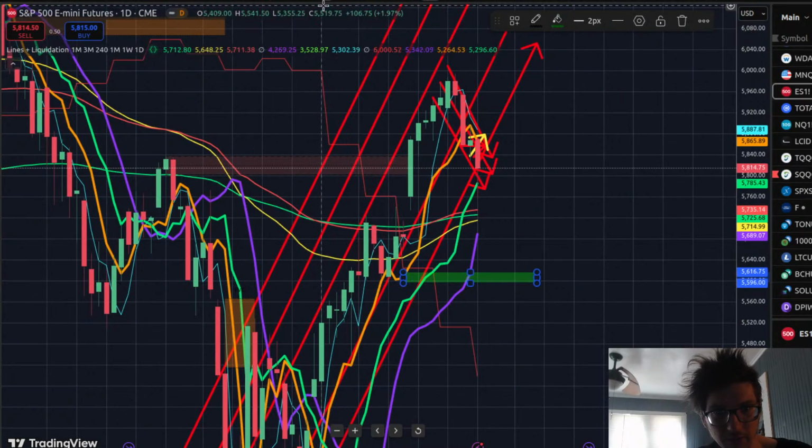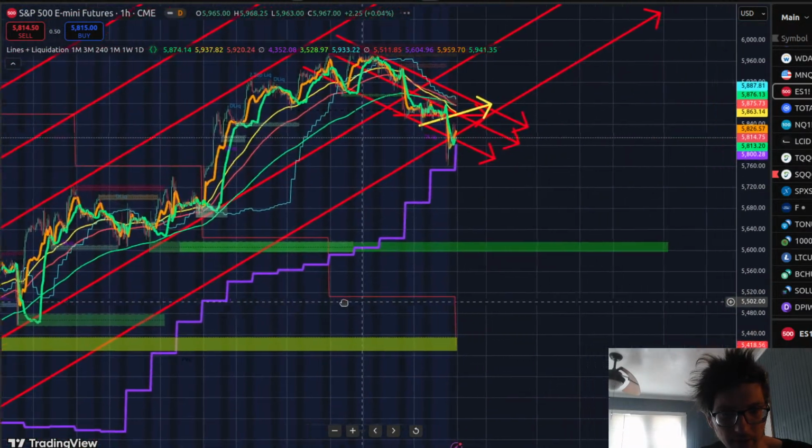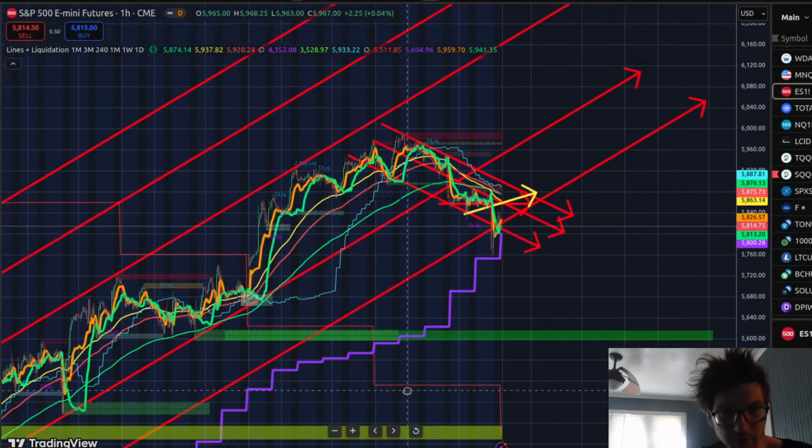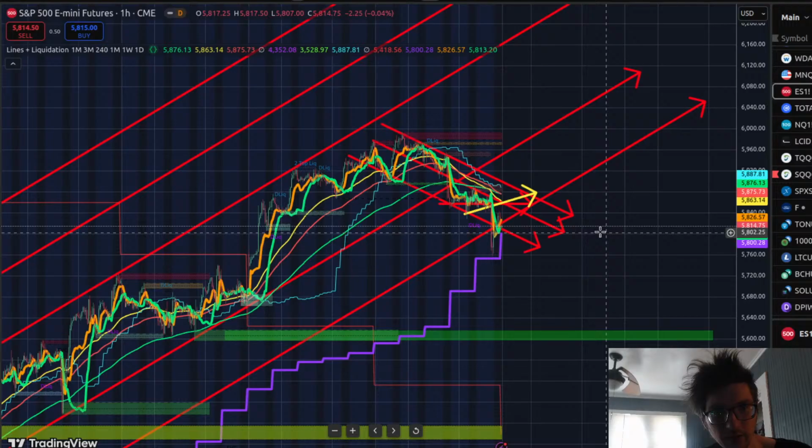I'll just undo that. But if I go to the hourly, you'll see it right there. So the different time frames show you different liquidation zones, but everything else is the same except for these EMAs, and then these two lines, this green one and this orange one that hug the price really close.